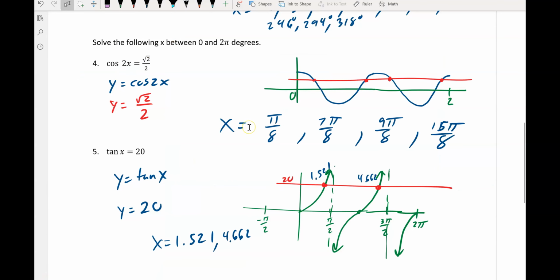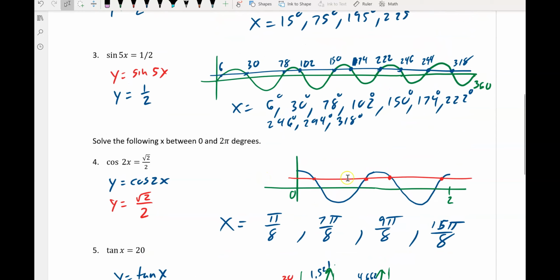So that is how we solve these graphs. You just want to graph them, adjust the window, and then understand that if you have a 2x, you're going to get twice as many answers. And if you have a 5x, you're going to get 5 times as many answers. Just remember that.